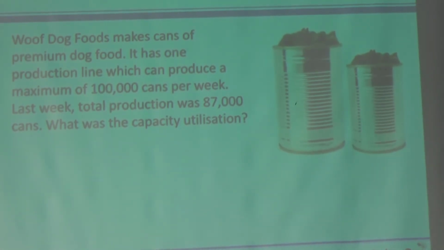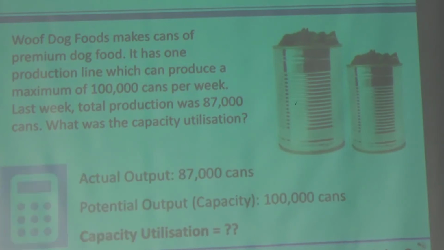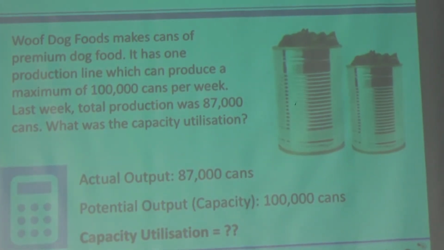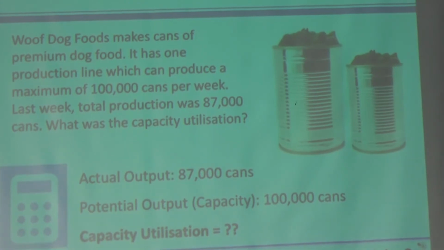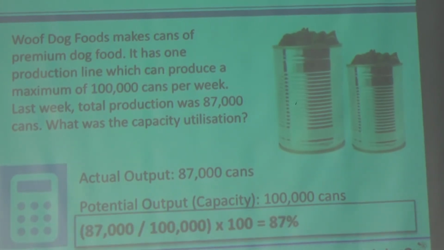I'll pause the video if you wish and have a go at calculating it, then we'll have a look at the answer. Well, of course, we've got most of the information that we need here, haven't we? In fact, all of it. We're told the actual output of 87,000 cans. We're told the potential, i.e. the capacity of 100,000. So we simply divide 87,000 by 100,000 and multiply it by 100. And if you do that, it comes out as 87%.